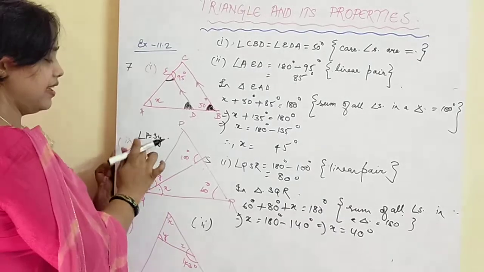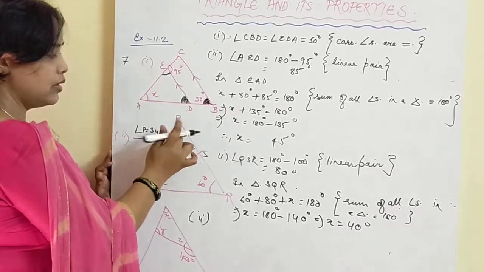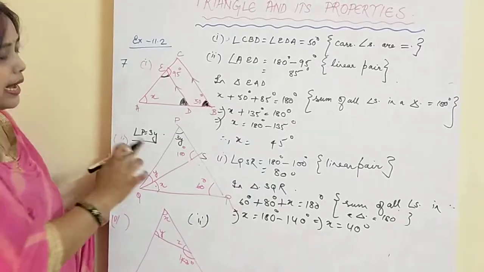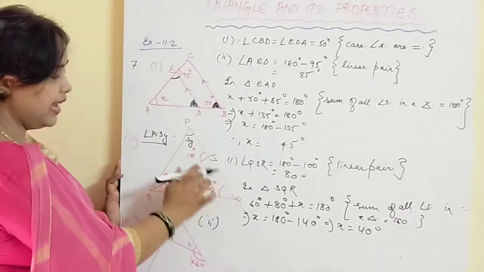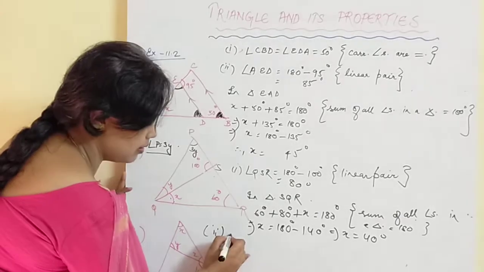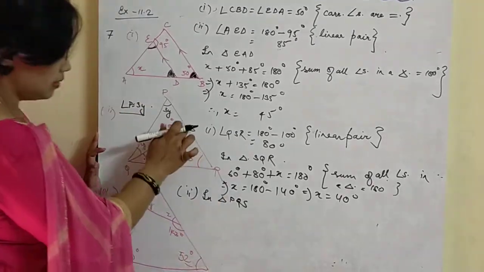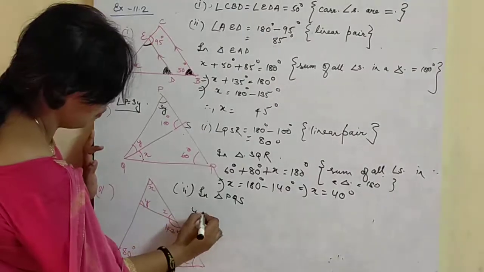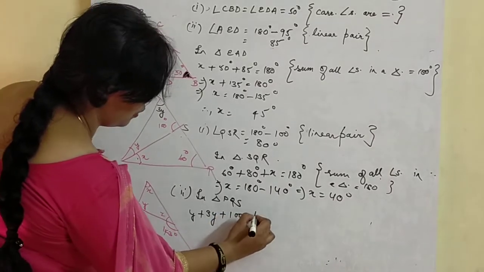Students, a criterion is given in the book in 7 part 2 that angle P is equal to 3y. Angle P is equal to 3y. Here already x is found. So now in triangle PQS, that is this particular triangle, it's very easy and simple. y plus 3y plus 100 is equal to 180 degrees.